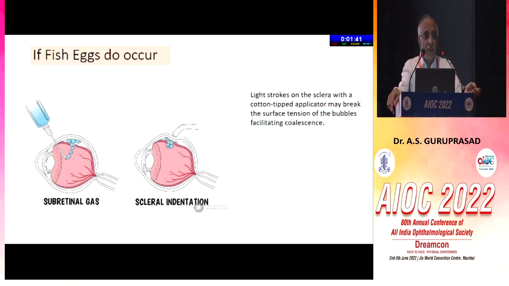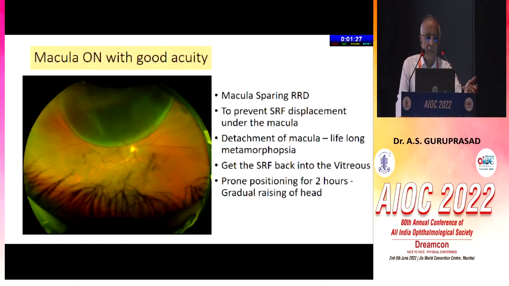And if it goes subretinally, as it is shown in this, scleral indentation can be done to get the gas bubbles to coalesce and come back into the vitreous cavity. This again is a little blind procedure, but it can be done.